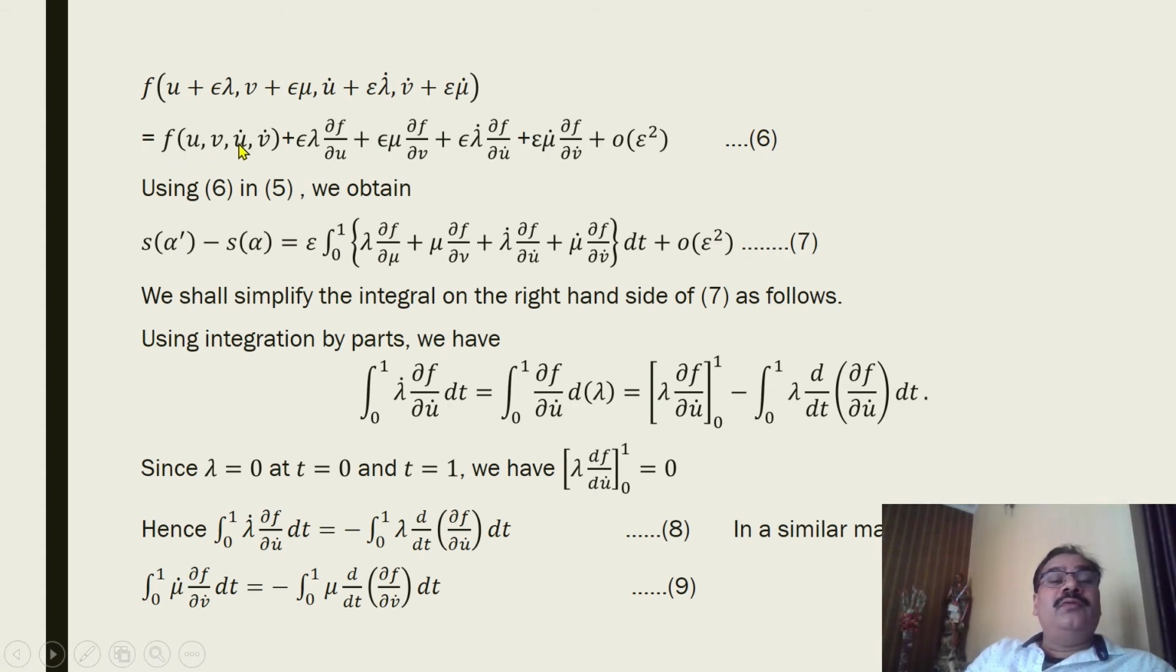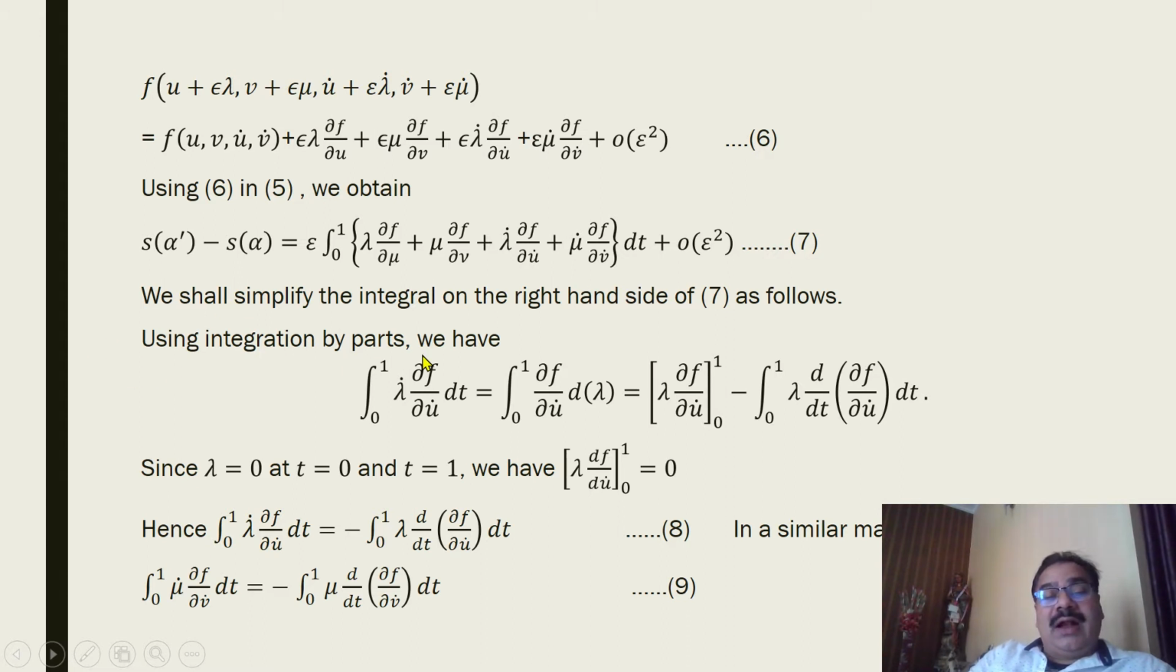Using Taylor's theorem for several variables, on simplification we will get this expression: f(u, v, u dot, v dot) plus epsilon lambda del f by del u plus epsilon mu del f by del v plus epsilon lambda dot del f by del u dot plus epsilon mu dot del f by del v dot, plus higher order terms of epsilon squared. Now using 6 and 5, we get their difference, s alpha dash minus s alpha, in the form of this term. We shall simplify the integral on the right hand side of equation 7 as follows.